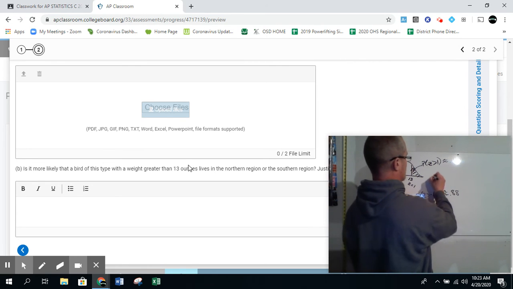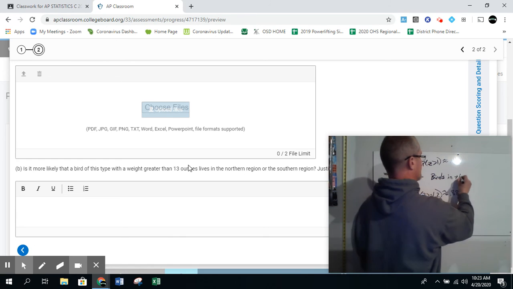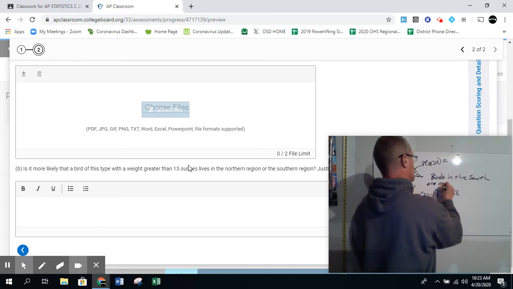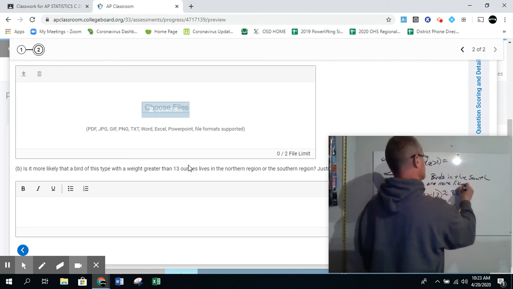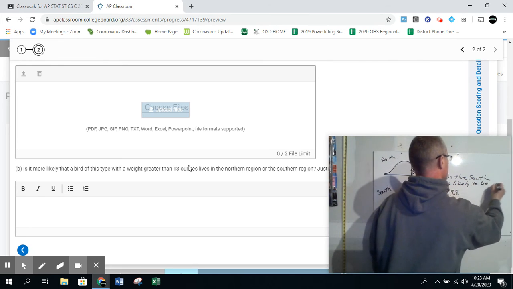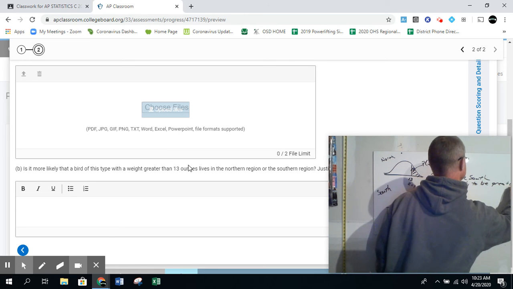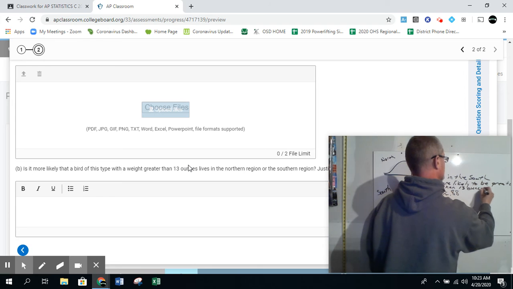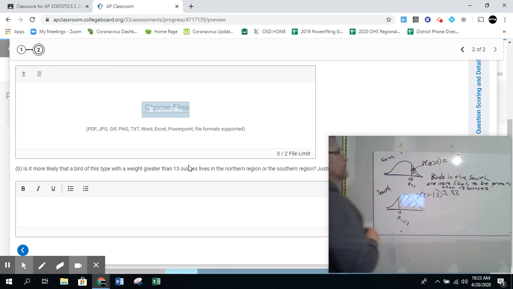Okay, so looking at here, now you just have to say a summary statement. Okay, birds in the south are more likely to be greater than 13 ounces. And there's the justification. So the pictures are great.